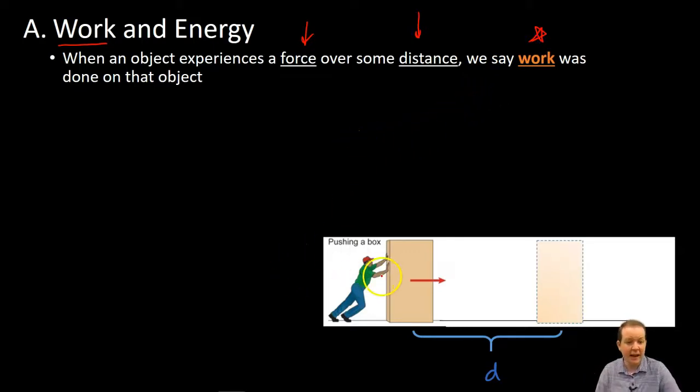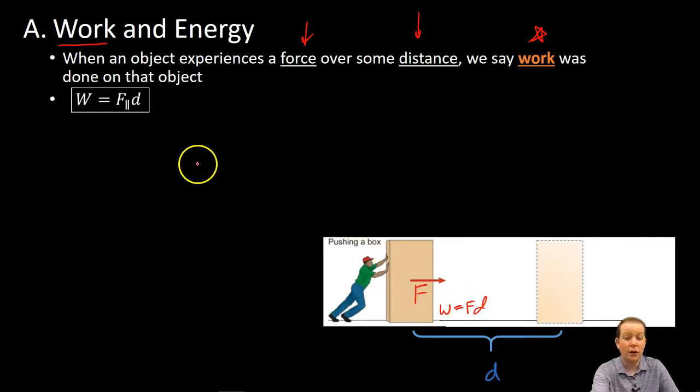So here I have this diagram. I have this person applying a force on this box. Imagine this box is moving, sliding to the right. Well, there is work being done because there is a force applied and it travels some distance. So this work here is equal to the force multiplied by distance. That, in fact, is our equation right here. It's just the two things being multiplied.